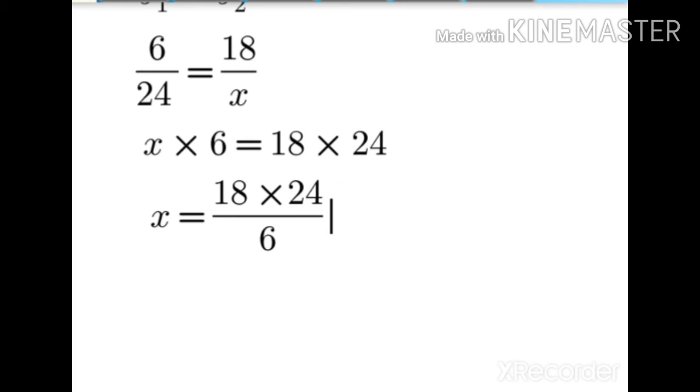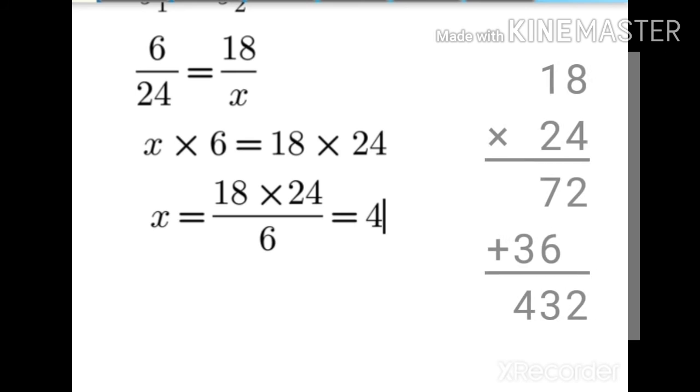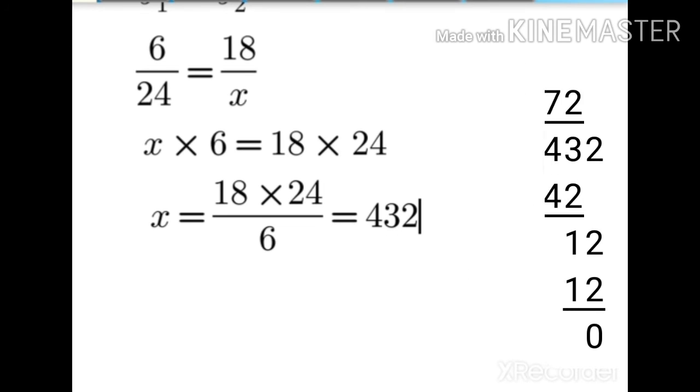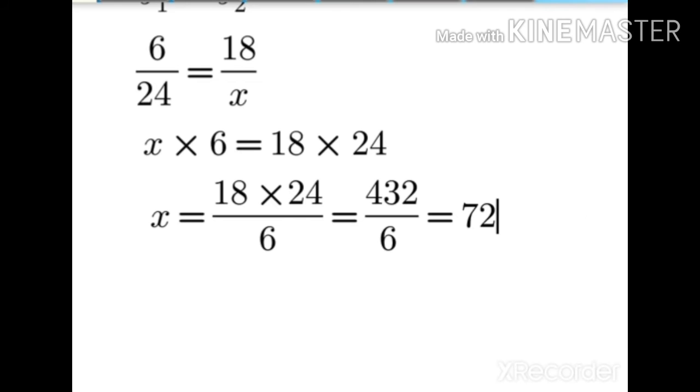If we multiply 18 into 24, what is the answer? The answer is 432. Next we divide by 6. If we divide it by 6, the answer is 72. So 18 children will share 72 pencils equally. Next we are going to see inverse proportion.